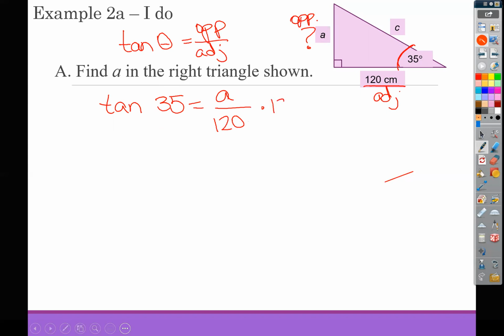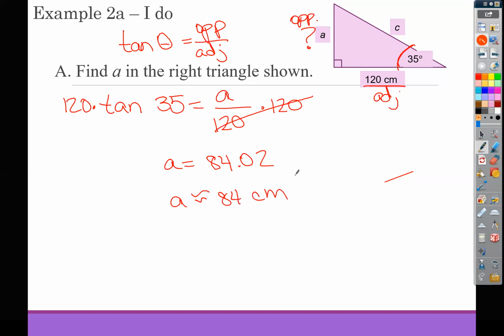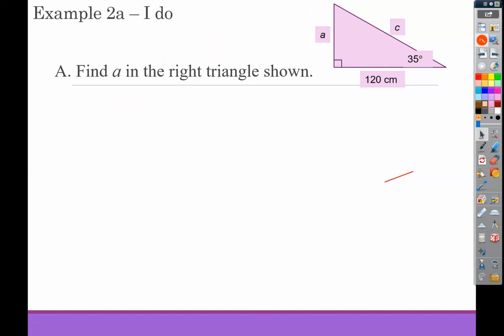Okay, now I just find A. So I would isolate that, multiply both sides by 120, and when you do that in your calculator, you get 84.02. So you're going to say it equals about 84 centimeters. So the biggest part is setting up the first ratio.